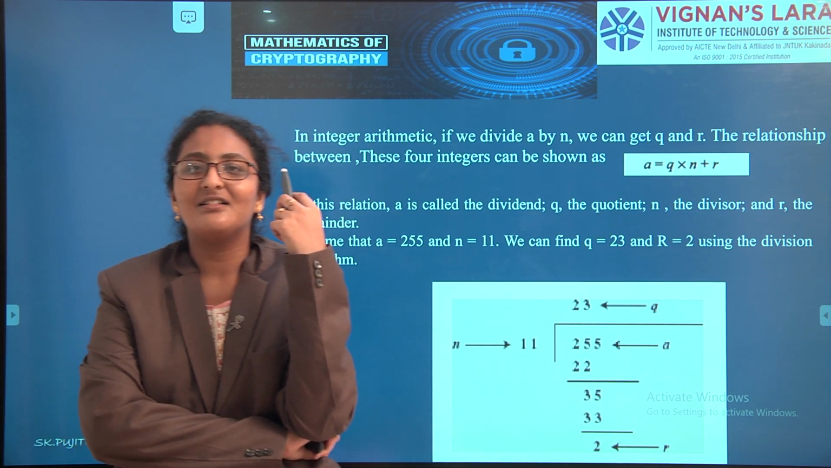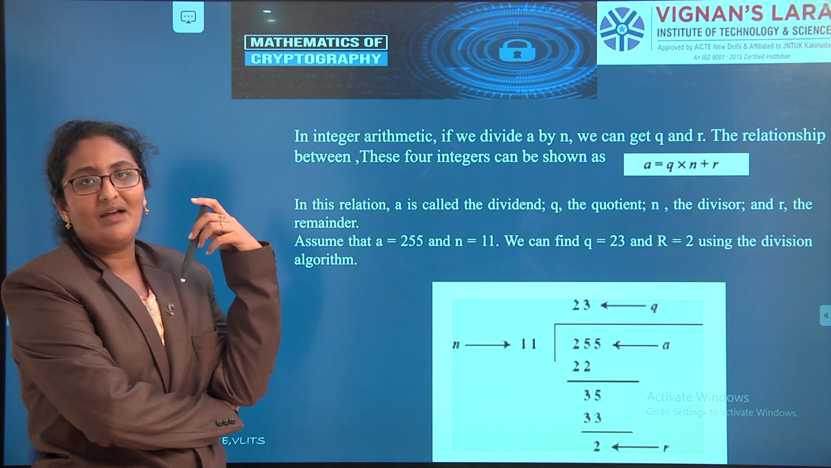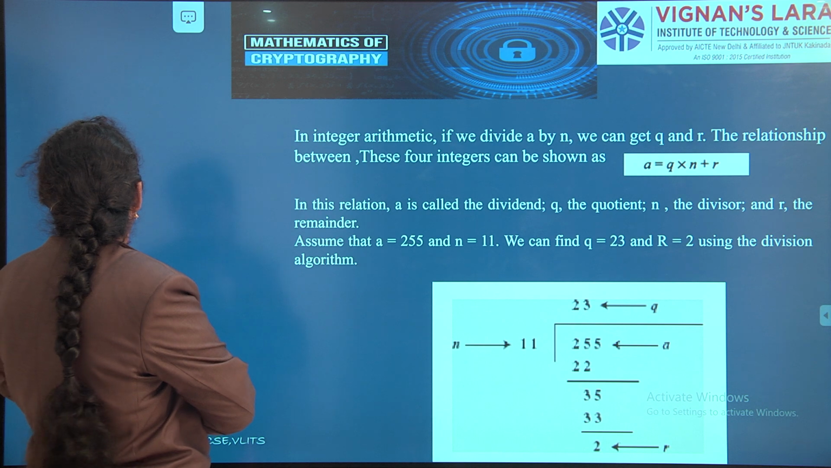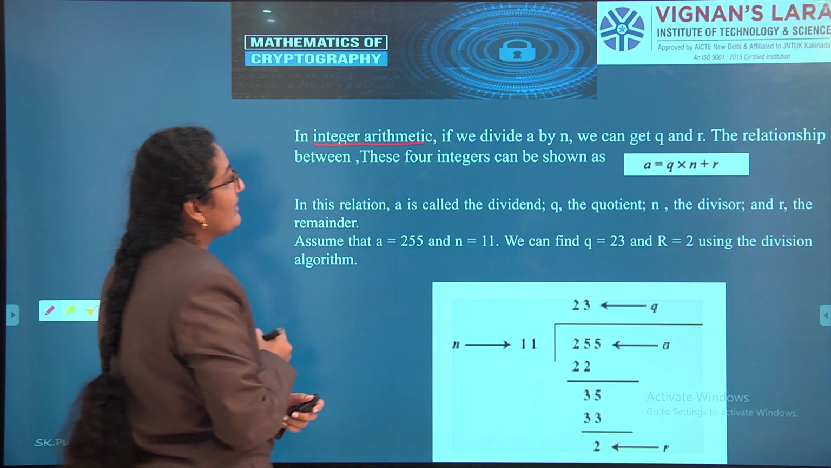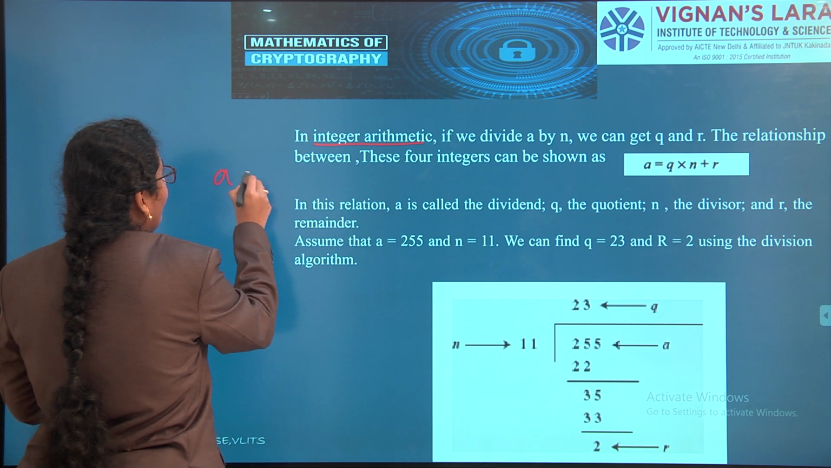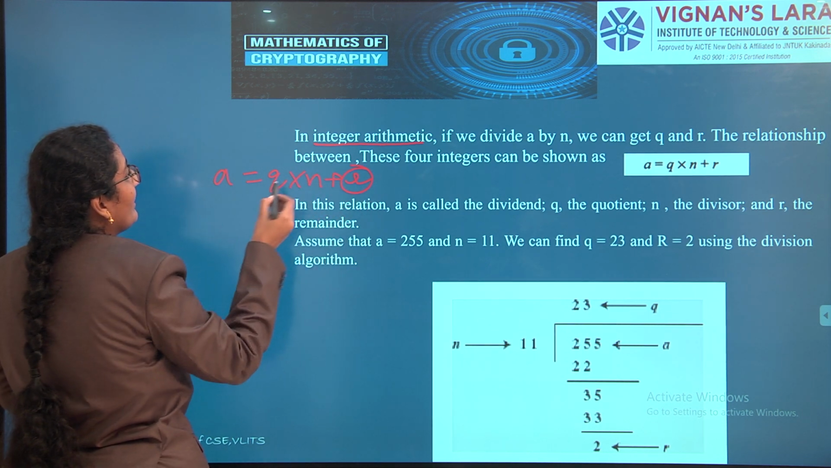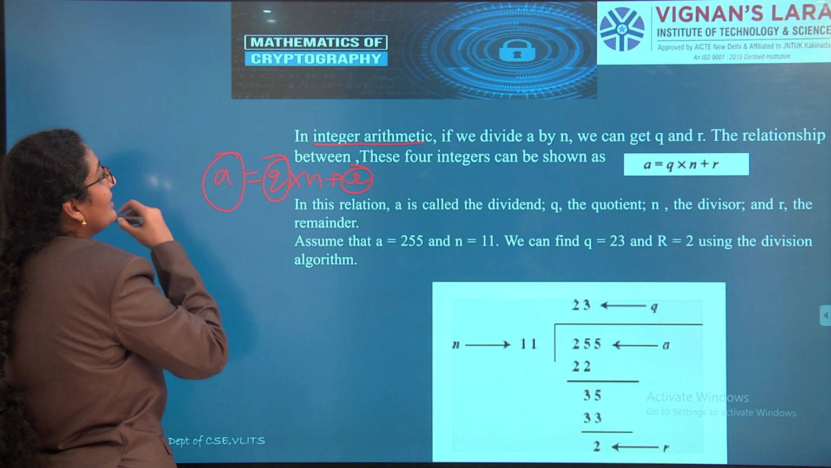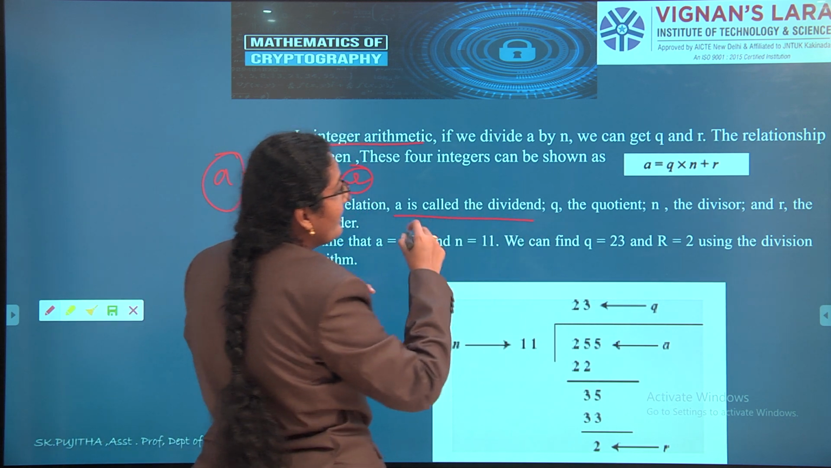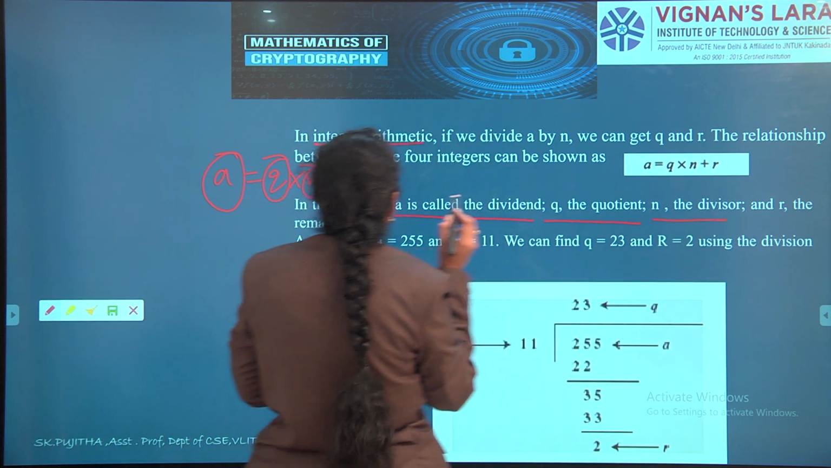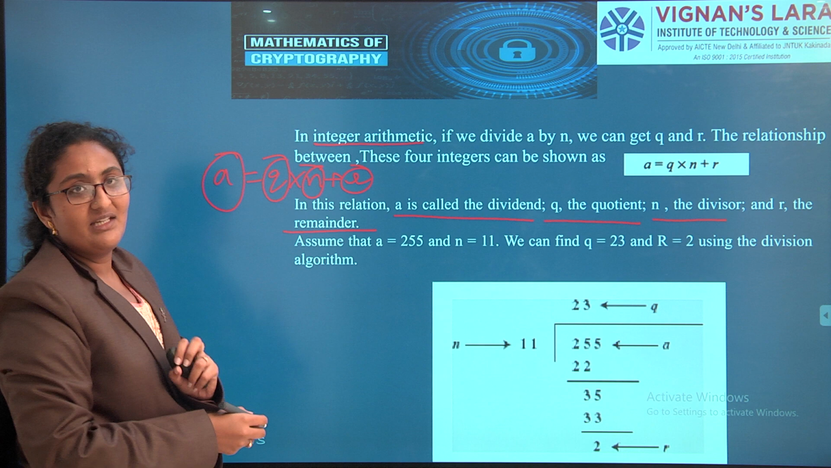So good morning everyone. Now we will see what is integer arithmetic. In the previous class we have seen about integers. So now we will see integer arithmetic. What is integer arithmetic? We have a division rule, a equal to q into n plus r. Here r is the remainder, q is the quotient, a is the dividend, n is the divisor. So we have seen about integers.